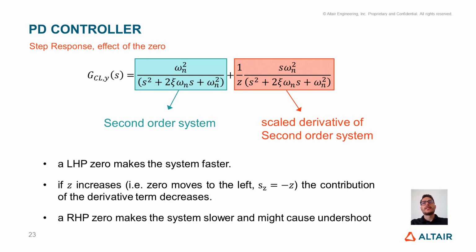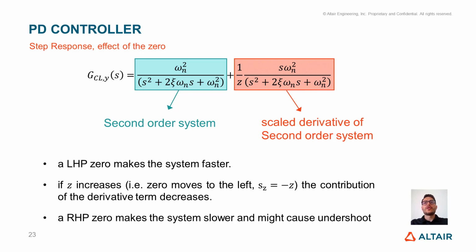This also means that the mathematical method we have used, even though it's extremely elegant and simple, is not suitable for properly designed PD control. But for example, it can be used to find the initial value for an optimizer, which eventually will produce the right controller values, as we will do in another video for a different controller. Finally, for the sake of completeness, let's mention what happens with a right half plane 0. A right half plane 0, which means a negative value of z, makes the system slower and might cause undershoot.